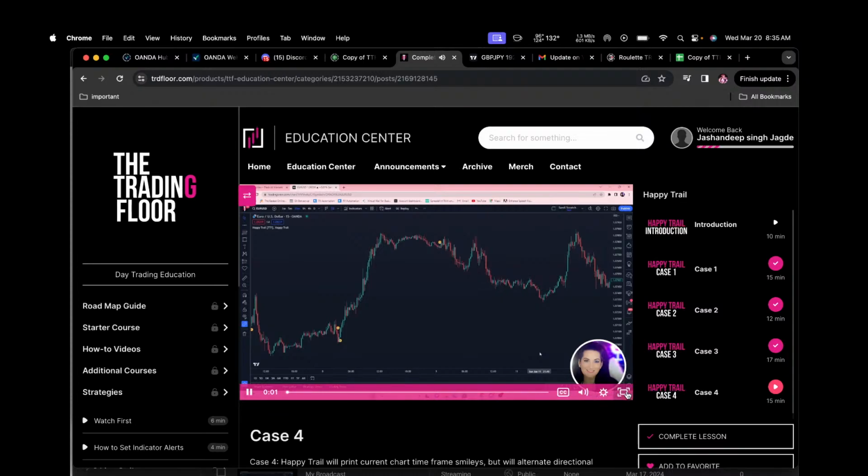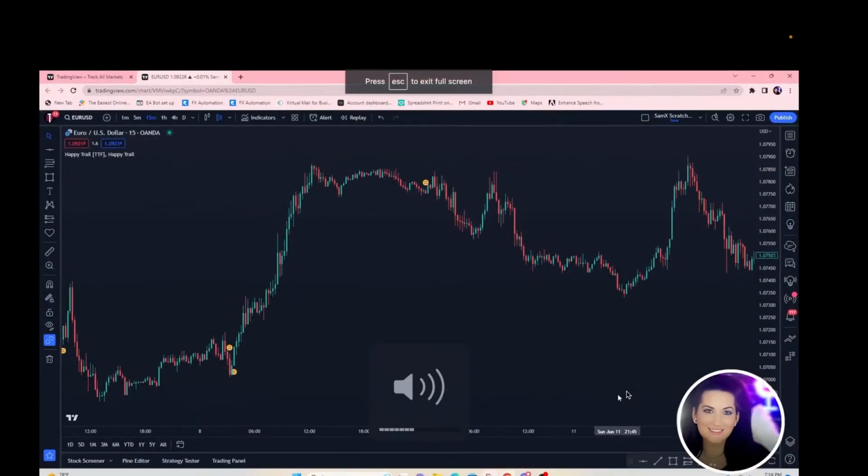Welcome to case 4 of the Happy Trail strategy. If you are selecting this case, it is because you likely have traded Happy Trail already and you are trading the old version of Happy Trail. Case 4 is the old version of Happy Trail. So if you have been a member of the trading floor for a while and you like the original, this is the case that you would select.